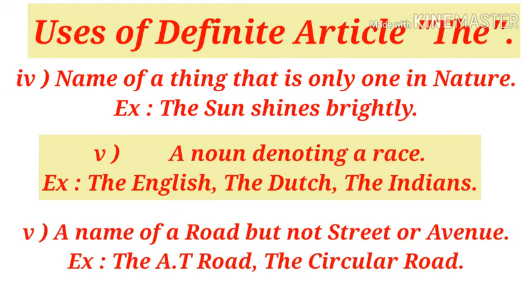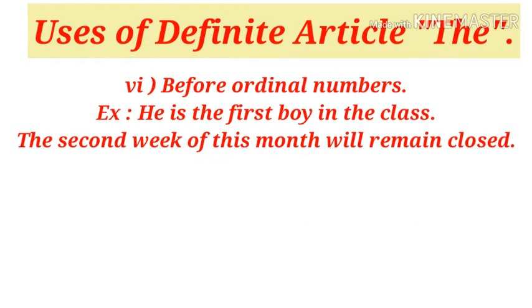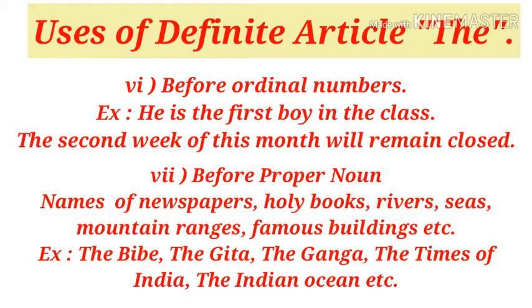Then before a noun denoting a nation or race, we also use the definite article the. For example, the English, the Dutch, the Indians, like this. Before the name of a road, but remember, before the name of a road we use the, but not before the name of a street or avenue. Okay, for example, the Circular Road, like this, but we do not ever use this in front of a street. Clear? Then again, it is also used before ordinal numbers.